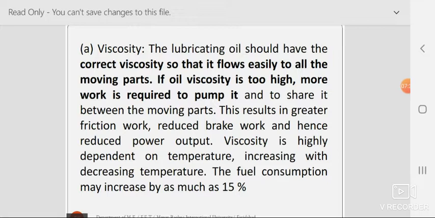The fuel consumption may increase by as much as 15%. Remember, we are talking of fuel. One thing is oil, which is lubricating oil. Another is fuel, which is gasoline or diesel. When the power absorbed by the lubricating pump is more because of the highly viscous fluid, the fuel consumption also increases to run the pump. And as much as 15% fuel consumption is there. That means the mileage of the car decreases.